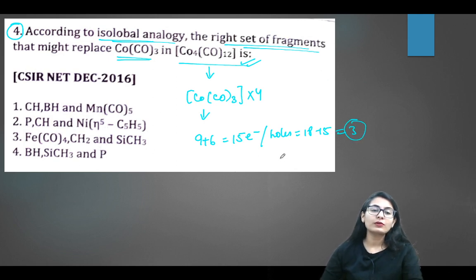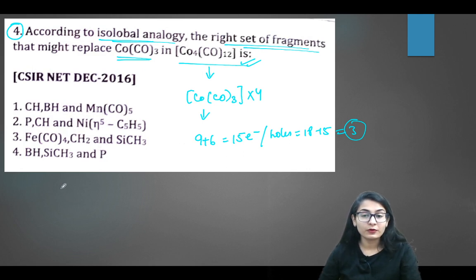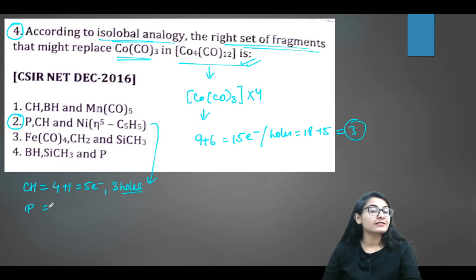3 holes. Now we are going to look for the combination from 1, 2, 3 and 4, which can provide us 3 holes. So I am directly going on to the correct answer, because I hope that by now you can check for all of these. So if I find out for a CH fragment, it has how many? 4 plus 1, 5 electrons, and since it follows the octet rule, it is going to have 3 holes. 8 minus 5 is 3 holes. For a phosphorus, so guys, we started from PH5 or anything. Phosphorus has 5 valence electrons. So the number of holes is once again 3.